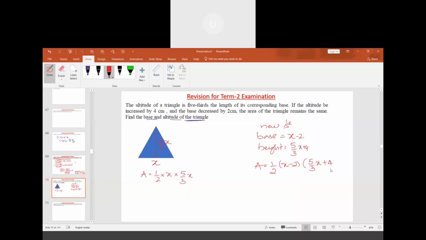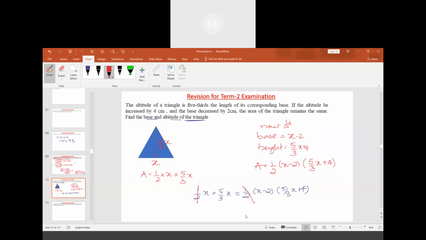Now these two areas should be equated. So half into x into 5 by 3x should be equated to half into x minus 2 multiplied to 5 by 3x plus 4. You can cancel out this 1 by 2. This can be cancelled out.